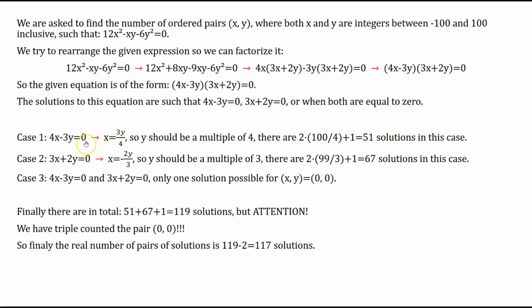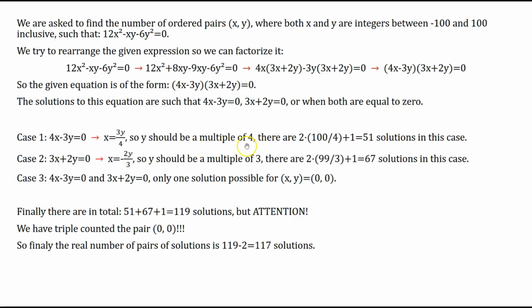Let's say we take 3y to the right hand side, we divide both sides by 4, and we have that x is equal to 3y divided by 4. So in this case, we see that y should be a multiple of 4 in order for both numbers y and x to be integers.